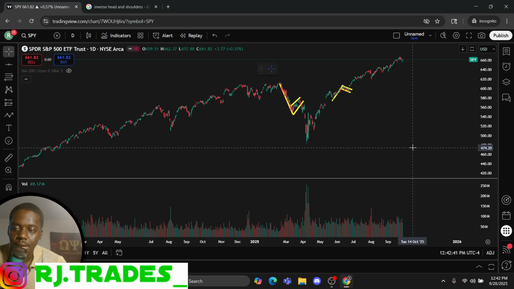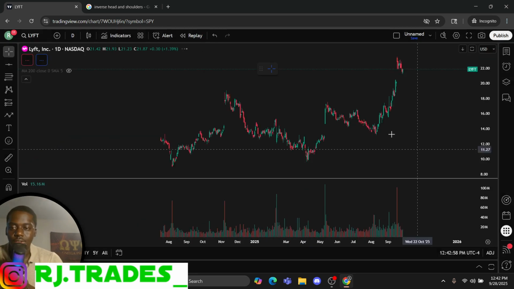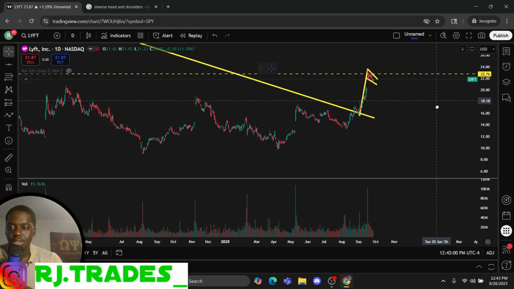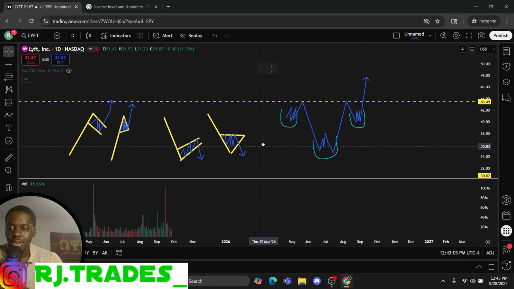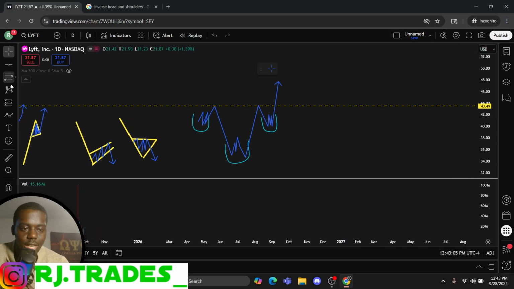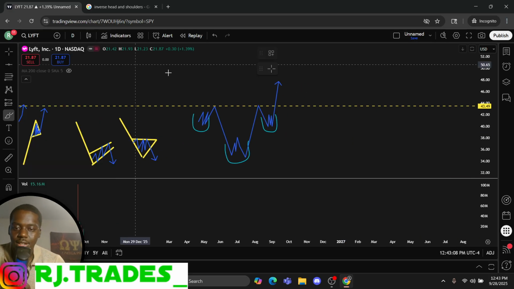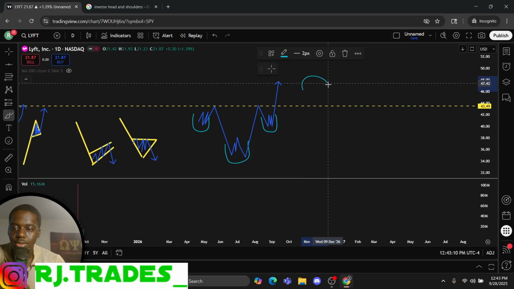Now, you have one more pattern that I'm going to show you guys today before we wrap up, and that is the regular head and shoulders. The regular head and shoulders pattern is a bearish chart pattern that tells you that the stock is likely to fall. This is what that looks like. It's literally the exact opposite of the inverse head and shoulders. I'm going to use the same exact line. So you'll have shoulder, shoulder, head.